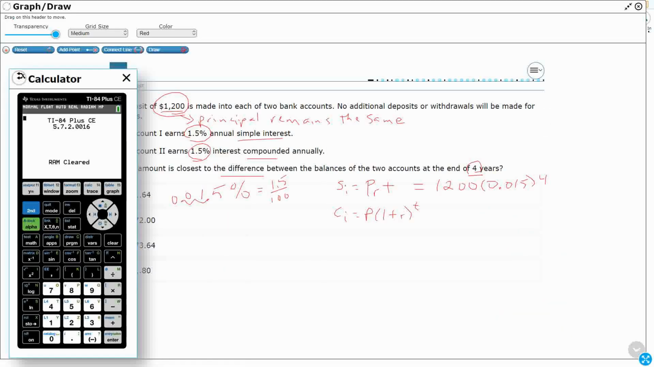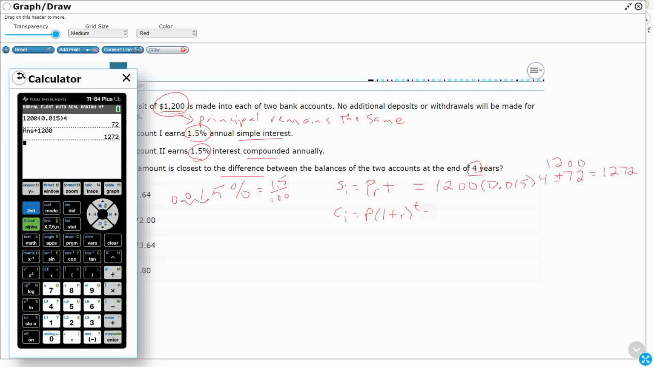All right. Let's do 1,200 times 0.015 times 4. That's 4 years. That gets me my interest, okay? So that gets me $72 interest. Then I've got to add the original back in. What was the original amount? The 1,200. So that's going to give me the 1,272. All right, so that's my balance at the end of 4 years there.